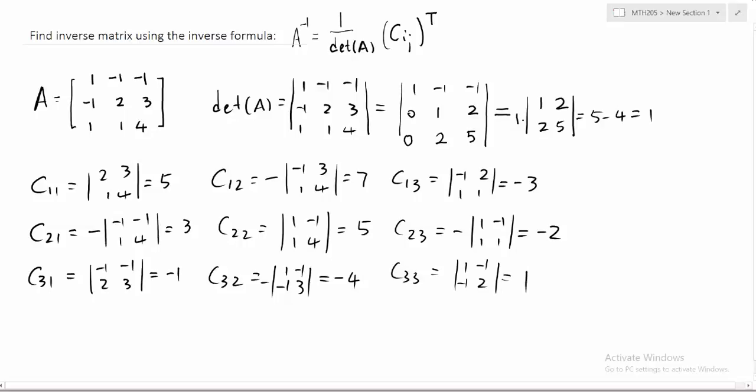Okay, so now we are ready. Since the determinant is simply 1, we have A inverse. We're going to copy the rows, but in the column way because it's transposed. So what we have over here is 5, 7, negative 3. And then second column, 3, 5, negative 2. Last column, negative 1, negative 4, and 1. And that is the inverse of this matrix A.